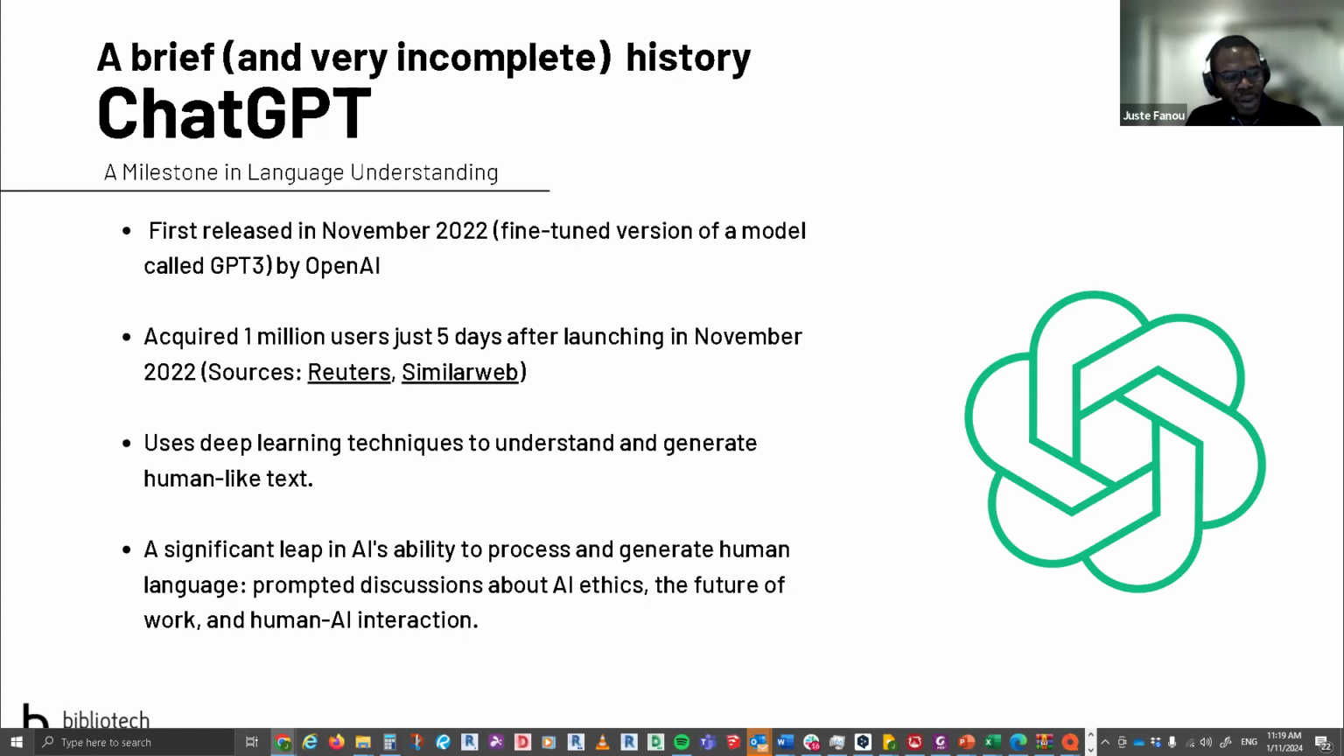They had 1 million users in just 5 days. I think that was overtaken by Threads recently, where they had 1 million users in maybe an hour or something. It uses deep learning techniques to understand and generate human-like text, and was quite a significant leap in AI's ability to process and generate human language, right?